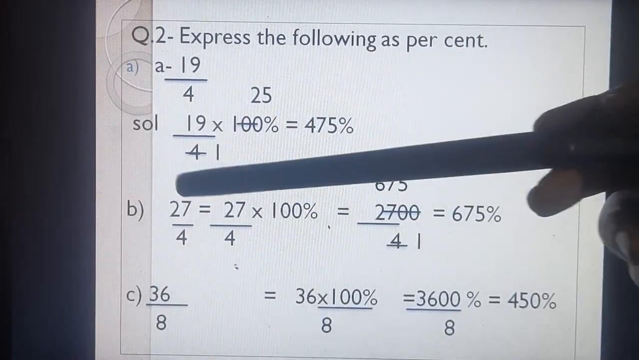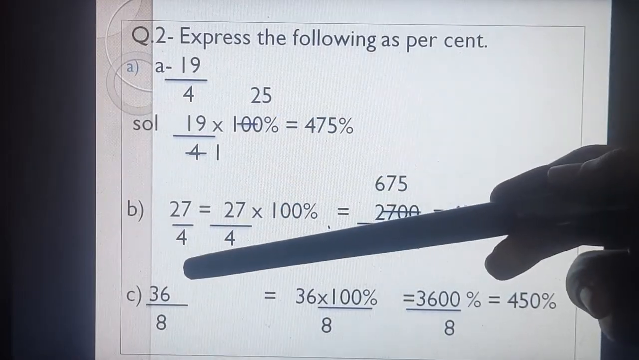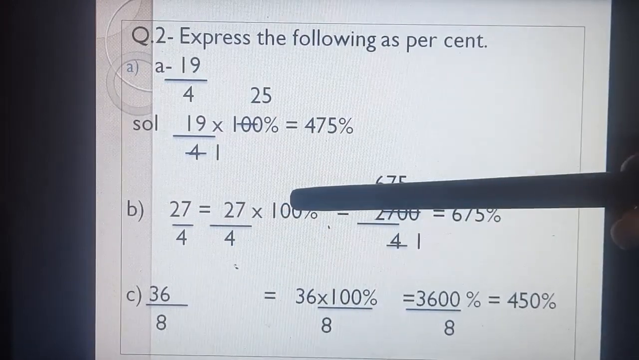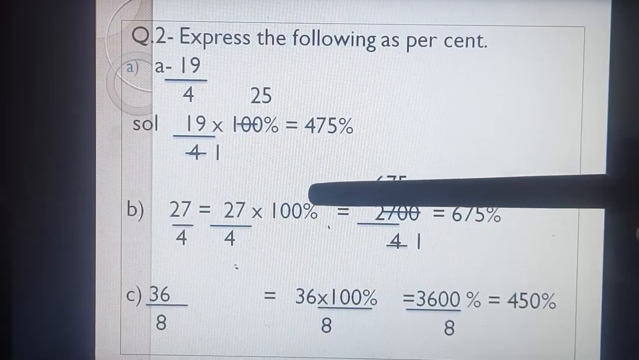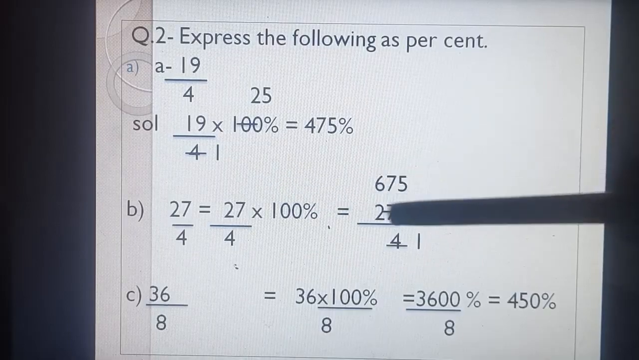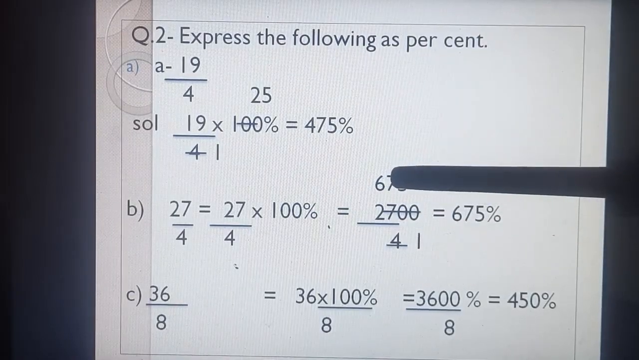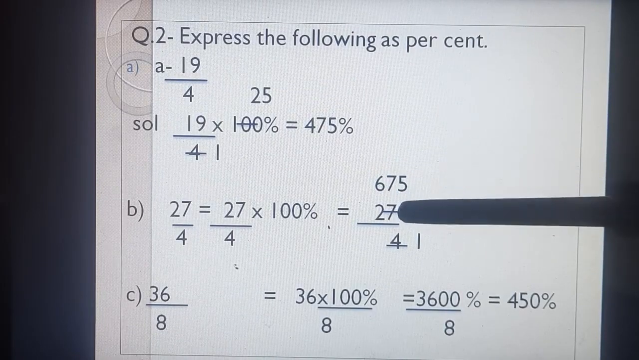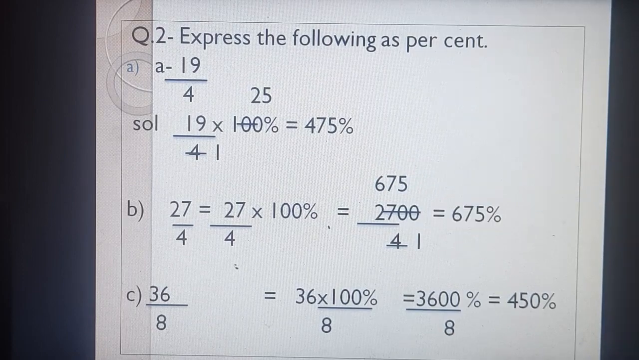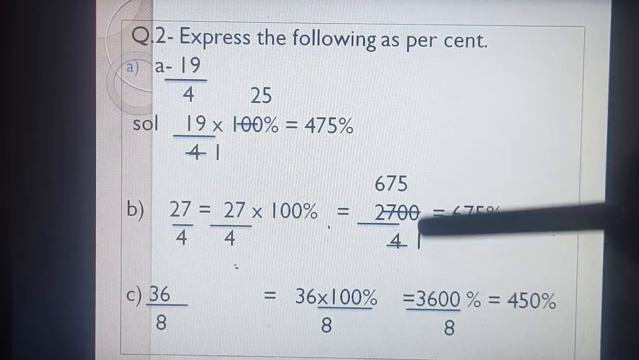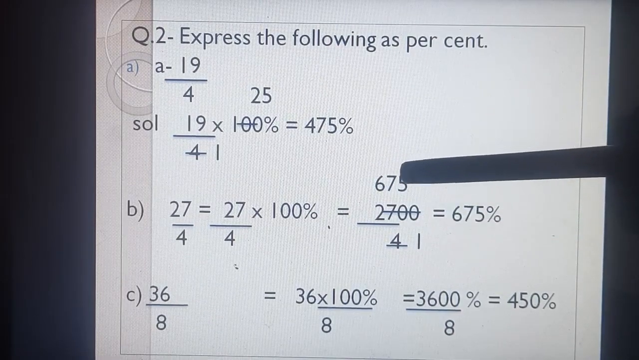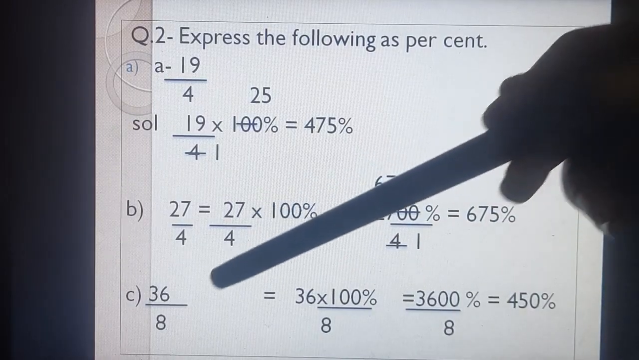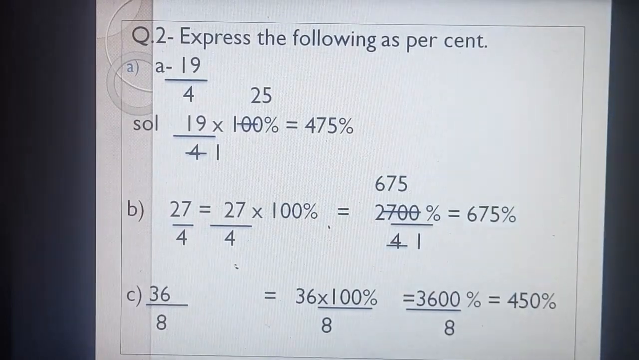Right. So now you tell me 27 upon 4, what will it become? 27 upon 4 multiply by 100%. 4 ones are 4, 4 sixes are 24, 4 sevens are 28, 2 is left, 4 fives are 20, 675%.